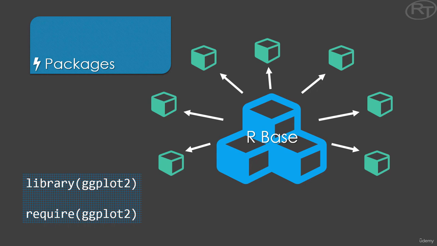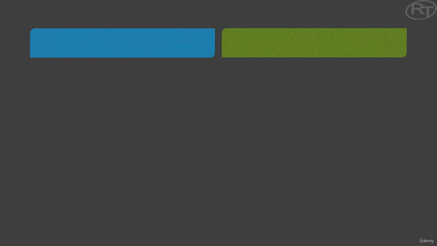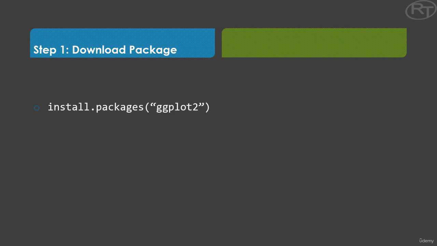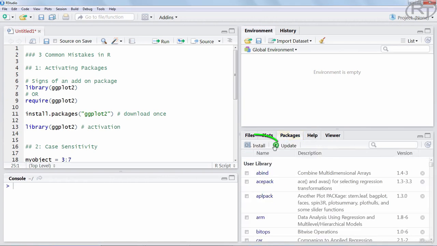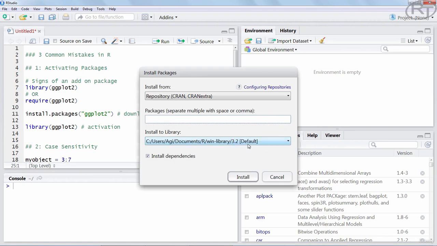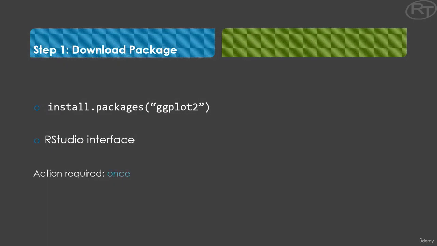That, on the other hand, triggers a 2-step process. The first one is the download of the package onto your machine. This is done with install.packages and then under quotations the name of the package. Or you take the easy way in RStudio and you use the packages interface in the bottom right corner and select install packages. And this leads you to this auto select window over here. This part needs to be done only once. Logically, if you have the package on your machine, you can use it whenever you want.